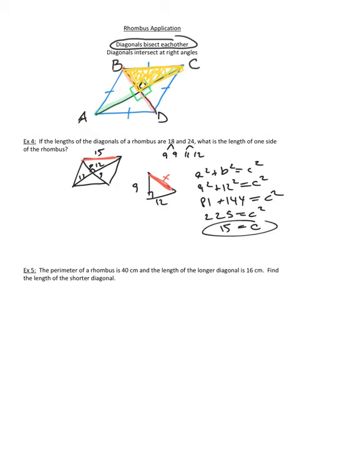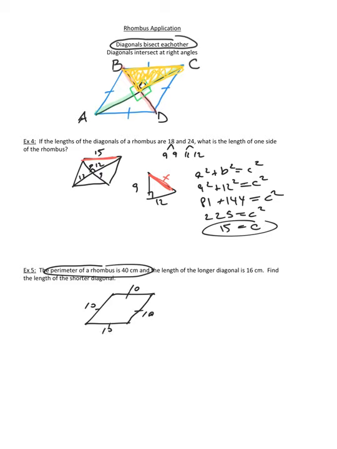Okay. Here's another one. The perimeter of a rhombus is 40 centimeters, and the length of the longer diagonal is 16. Find the length of the shorter diagonal. So here, they give you the perimeter of the rhombus. So this has to be divided up into 4 equal parts. So the first thing I'm going to do is divide this by 4, which is going to give me 10. So each side of the rhombus, they're all congruent, is 10.